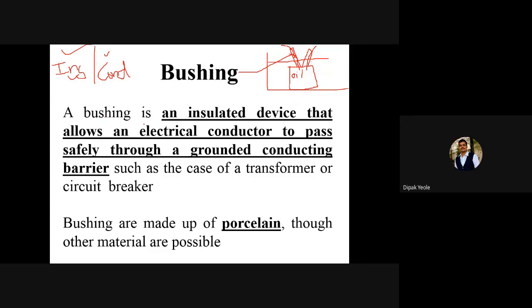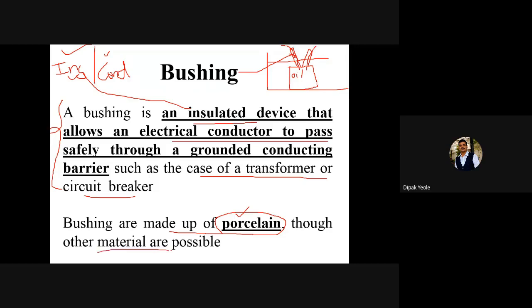So what is a transformer bushing? It is an insulated device, obviously made with an insulator, that allows an electrical conductor to pass safely through a grounded conducting barrier, such as the case of a transformer or circuit breaker. That is the meaning of bushing. Bushings are made of a material called porcelain. In many government exams and interviews, it will be asked what material is used for making a bushing. The answer is porcelain.